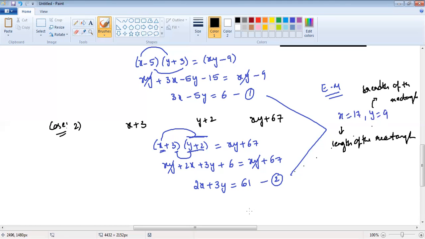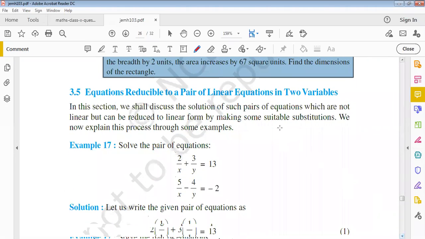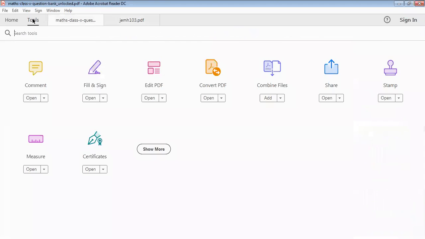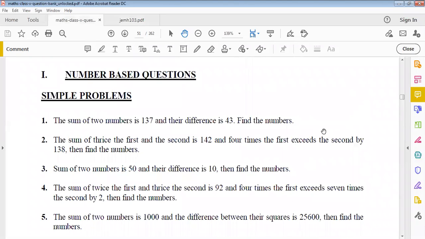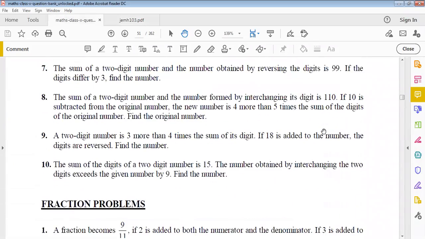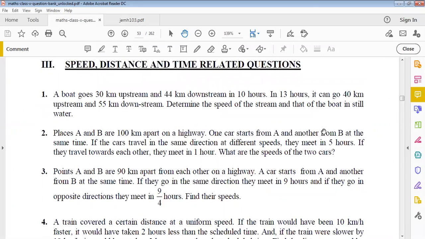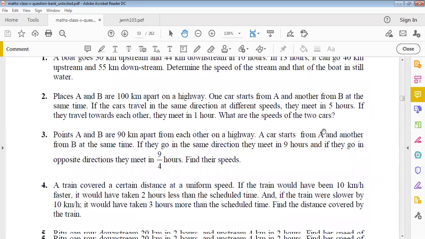So if you see the textbook sums, almost we have completed, including example sums, and we are going for the reducible method. So instead of that, I'm going for a different one. The sum of two numbers, all we have done long back. Two-digit number questions, fraction problems, age related sums we have done. Speed distance we are supposed to do. Okay, so we will do the speed distance problem also.